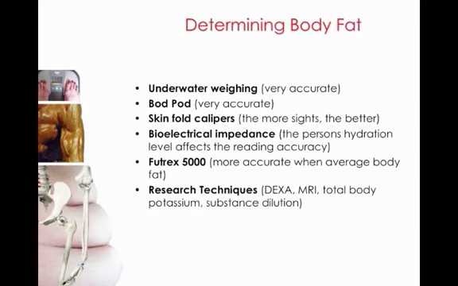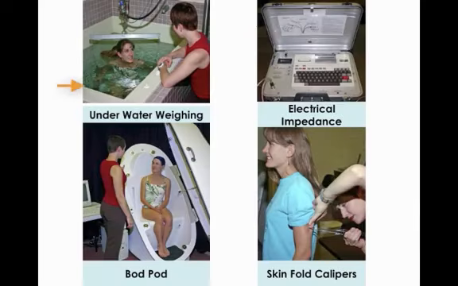and then there are techniques that are used in a research environment, such as the DEXA, which is also used to determine bone density, an MRI, body potassium, substance dilution. These are things that are not being used in the general public, but are used as part of research. And here are some pictures: underwater weighing, electrical impedance, the BOD Pod, and skin fold calipers.